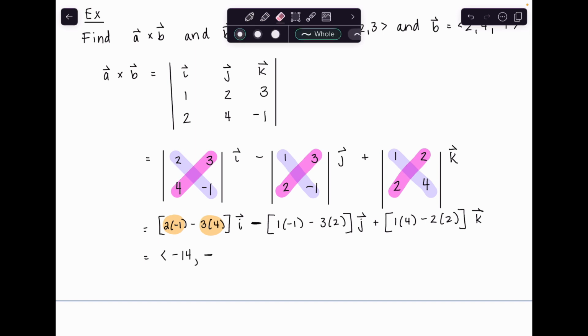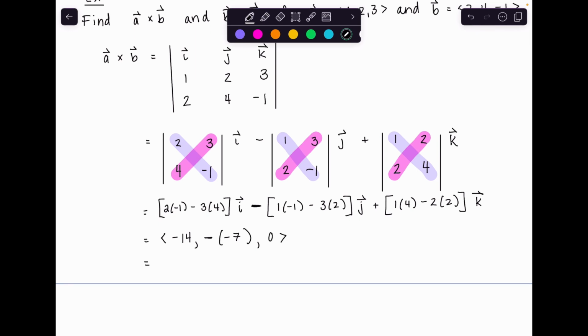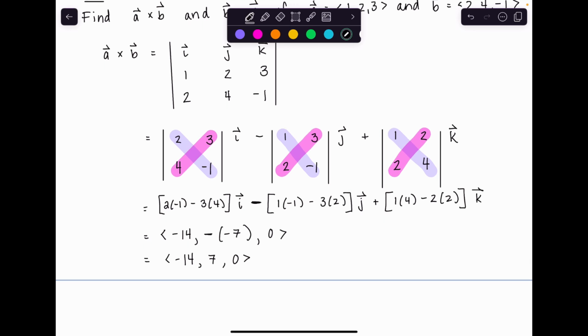Got to remember that minus for the second one that's out front. So this gives us negative 1 minus 6. That's negative 7. But that minus will turn it to positive. So the way I like to do it is I leave that minus, and then we've got the negative 7. And then thankfully this last one is the easiest, because that is going to be 4 minus 4. So that just leaves us with 0 in the K component. So the cross product is going to be negative 14, 7, 0. Okay, so that is our resulting vector.